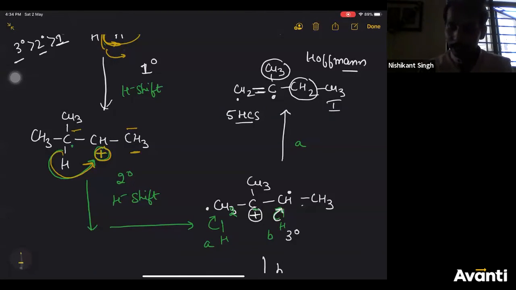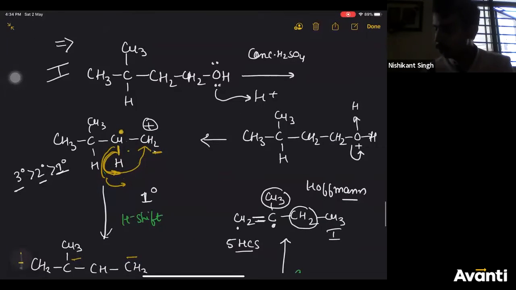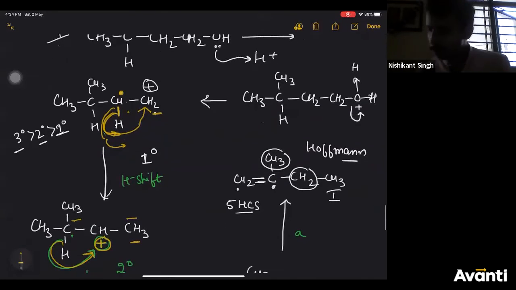Yes, students, I am basically scrolling through the mechanism again. Please go through all these steps and let me know if there is any doubt in this mechanism.